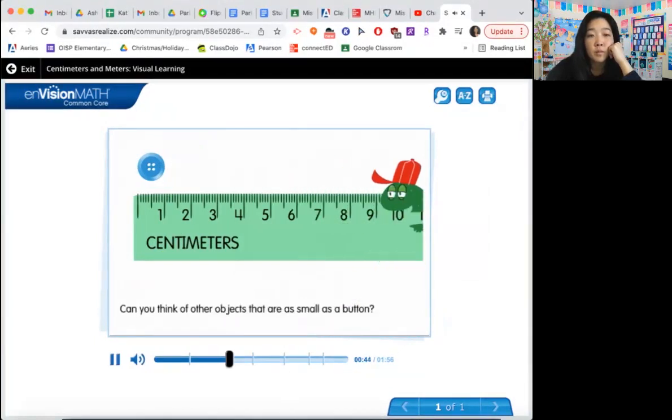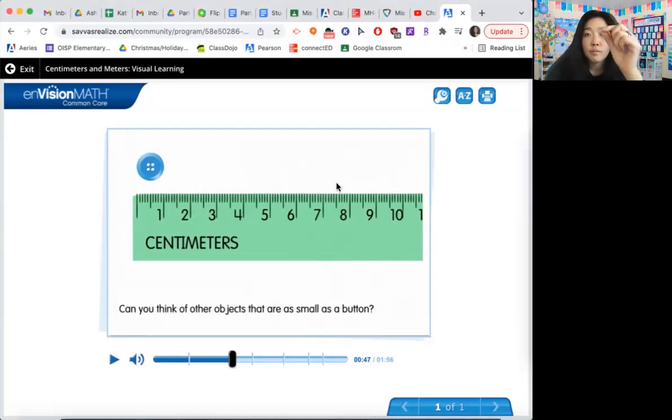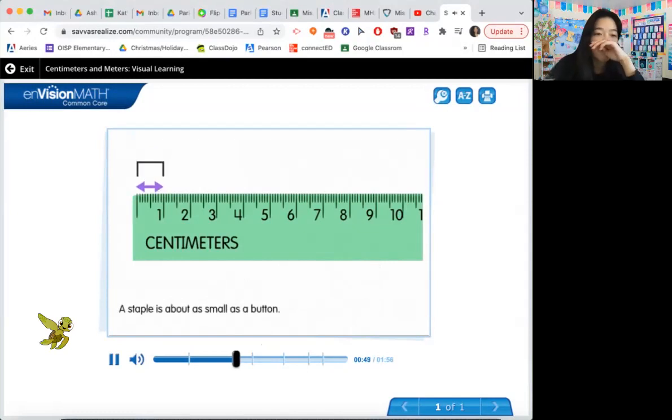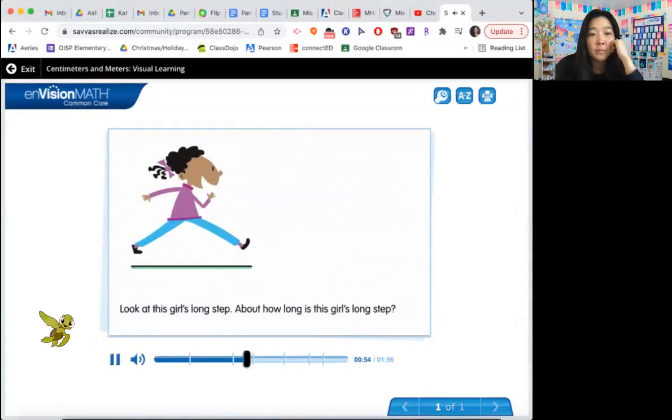Can you think of other objects that are as small as a button? What are some other objects that might be as small as a button? Maybe your nail? A bead? That's a good one. A marble? Maybe a penny, or a nickel, or maybe an ant. So you guys are really good at this. A staple is about as small as a button.